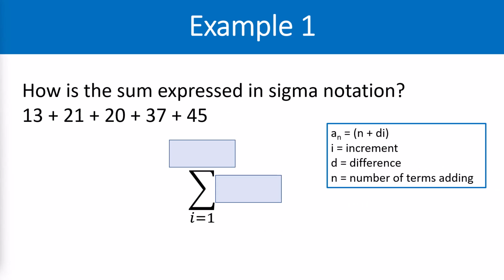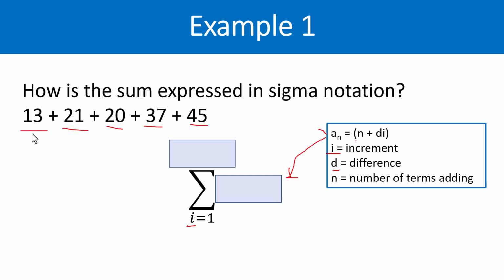All right, now let's see if we can take these terms and write it in sigma notation. All right, A sub n is going to be, whatever we put right here is going to be our rule. I, or whatever variable we use here, is our increment. D is our difference if we have a rule. And n is the number of terms.